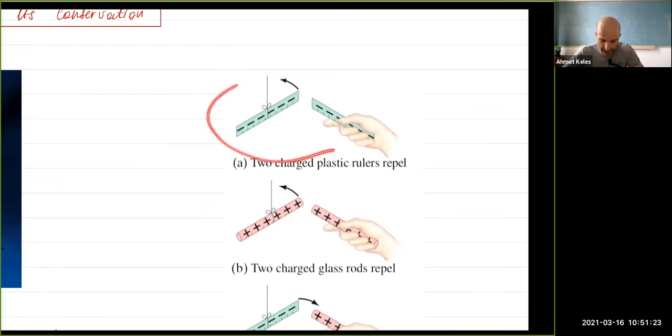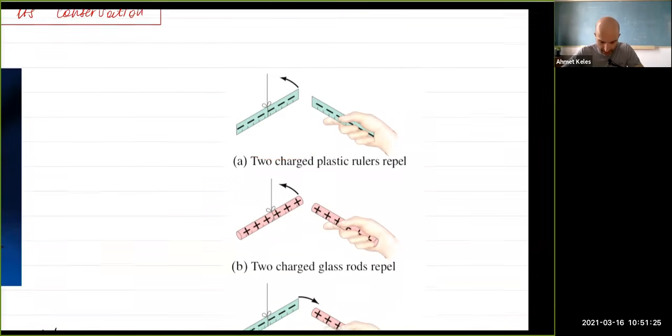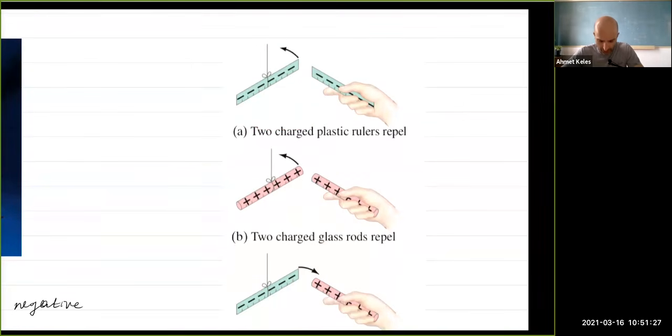So you can do exactly the same experiment with glass rods. You hang one glass rod after rubbing, and you bring another glass rod after rubbing, and you will see they also repel.